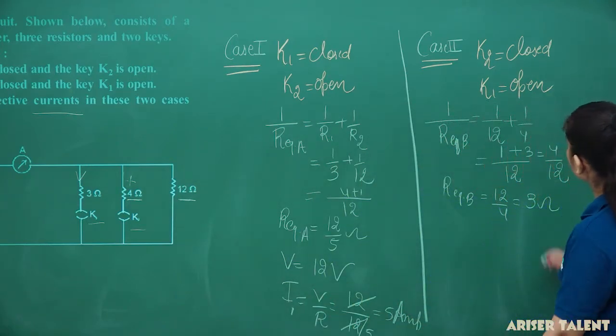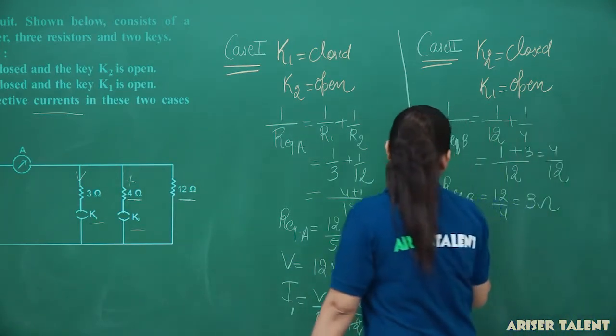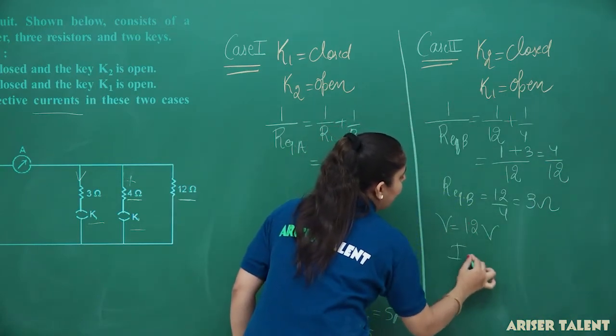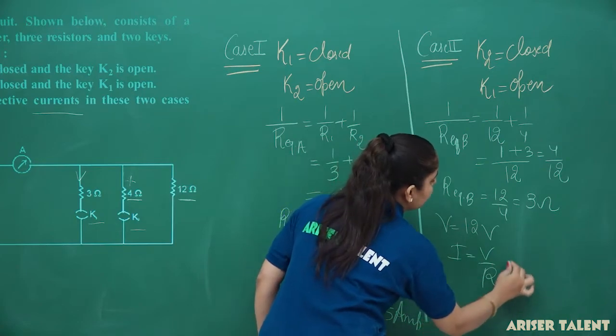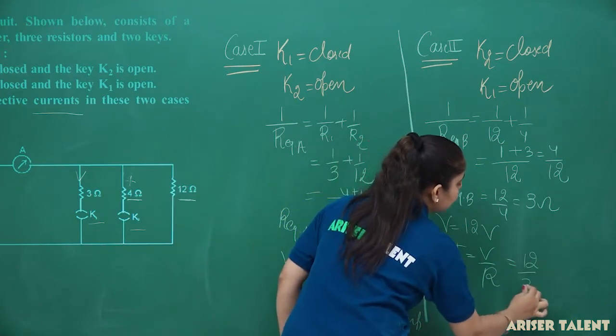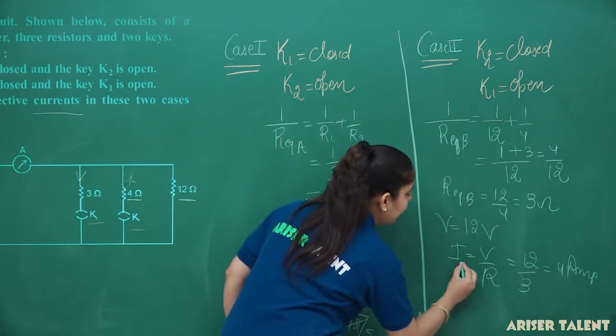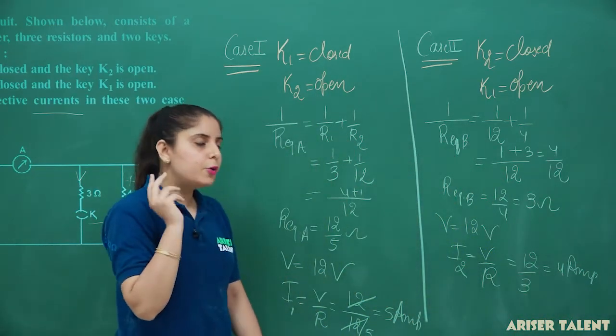Now, if I want to determine the value of the current here, voltage again is 12 volt and I will be equal to V upon R. V is 12 and R is 3. So, the value of the current here will be 4 ampere and I can write it as I2 because it is our case number 2.